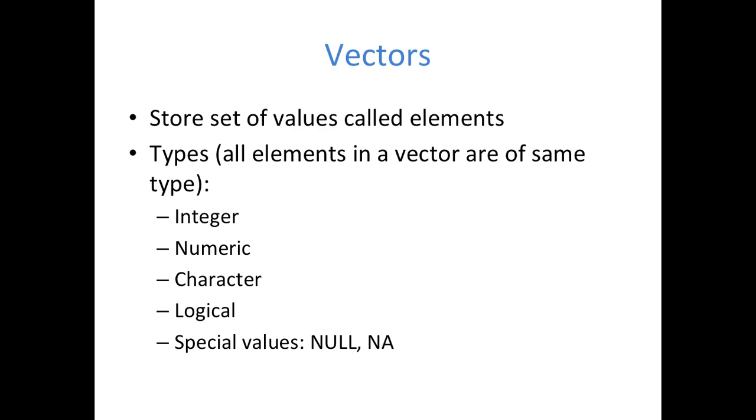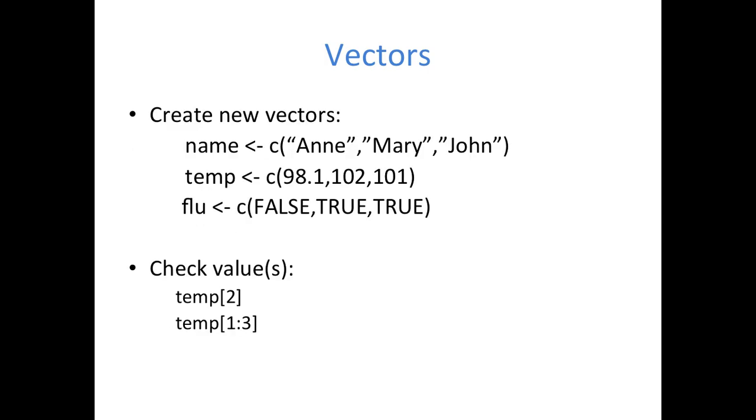Let's start with vectors. So a vector is basically a placeholder that allows us to store a set of values, and each value is called an element. Elements can be of different types, so we can have a vector of integers, a numeric vector, a vector of characters, a vector of logical values, and then we also have special values like null or not available.